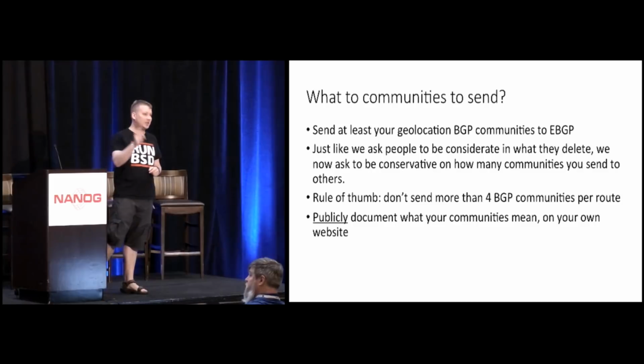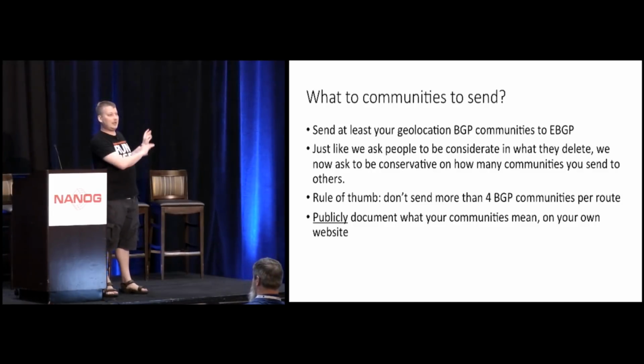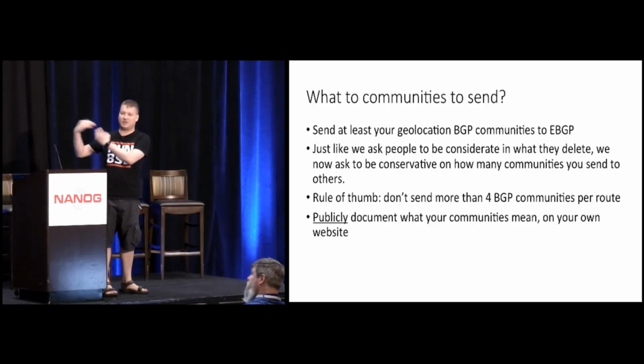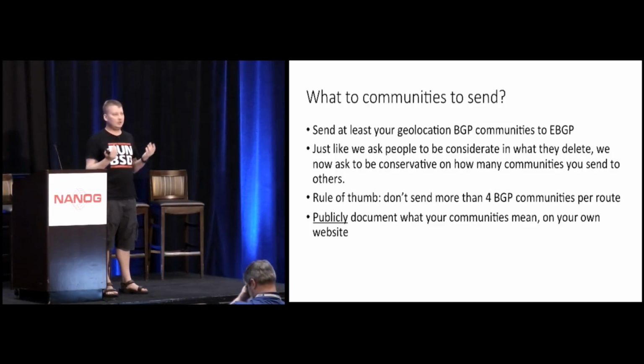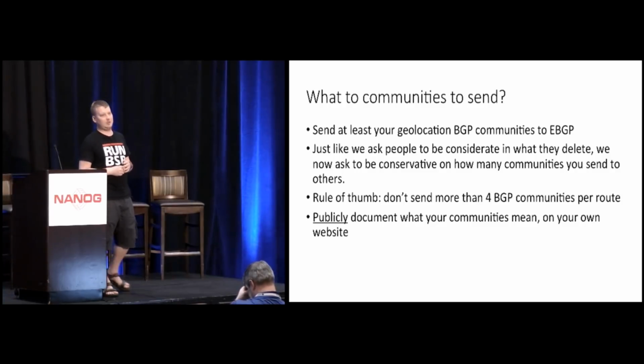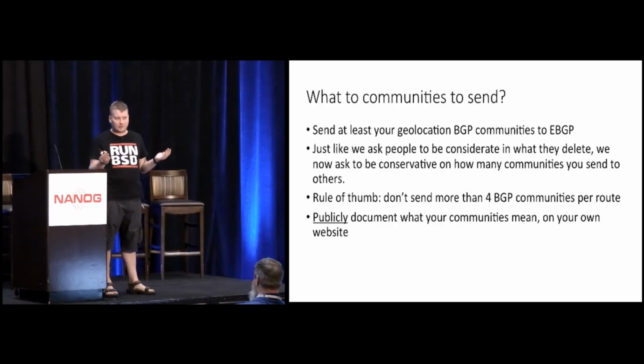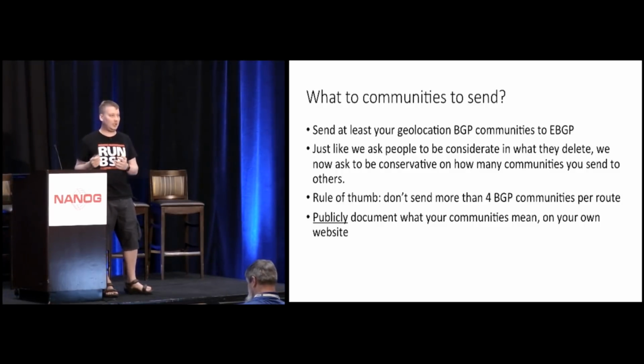What communities to send to others? Just like I ask that you're conservative in what you delete when you receive routes, I ask that you're conservative in what you send to others. As a rule of thumb, I would advocate that you do not send more than 4 communities per route that you set yourself. And out of the set of communities that is useful to propagate, I would argue geolocation by far is the most useful community to inform others about. And be sure to publicly document what communities mean in your network.